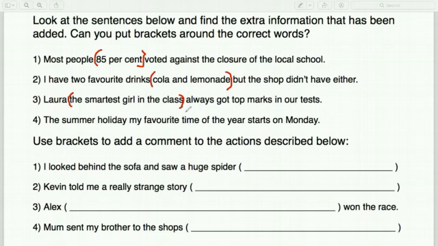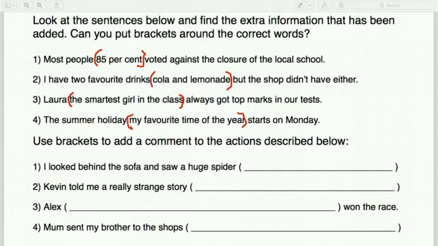So I'm going to show you where I would put them. The summer holiday, now that's important because we have to know which holiday. My favorite time of the year starts on Monday. Now we don't actually need this information here. It's added information. My favorite time of the year. You don't need that, but it's added. So the summer holiday starts on Monday. And if you want to add in the information, the summer holiday, my favorite time of the year, starts on Monday.